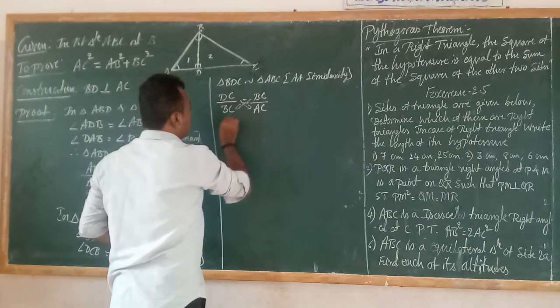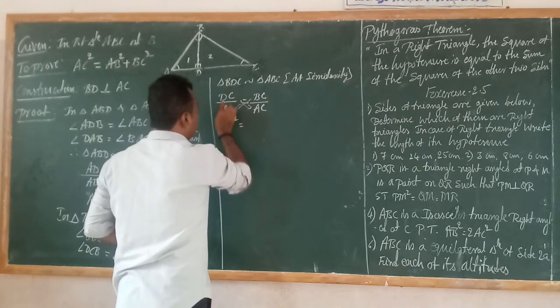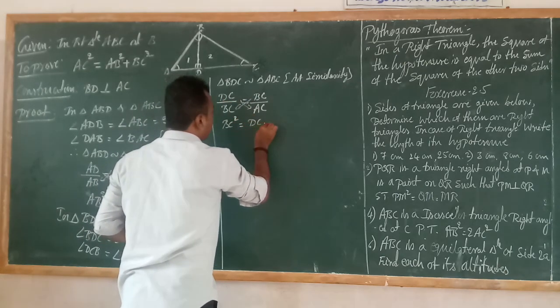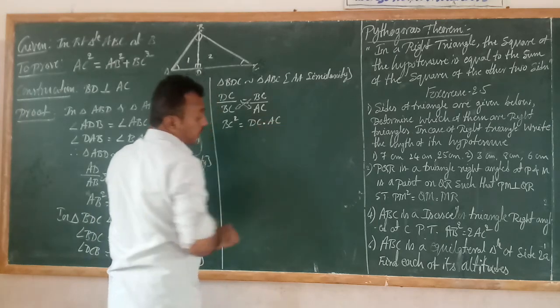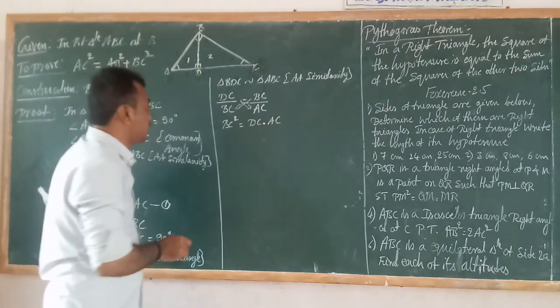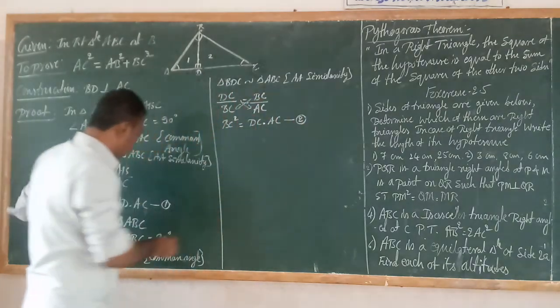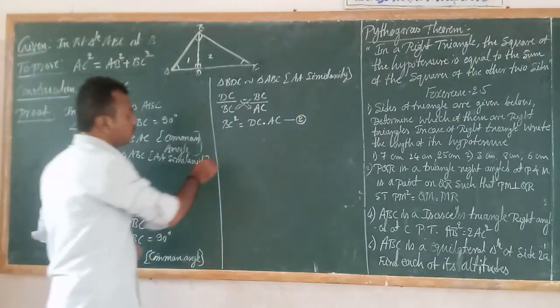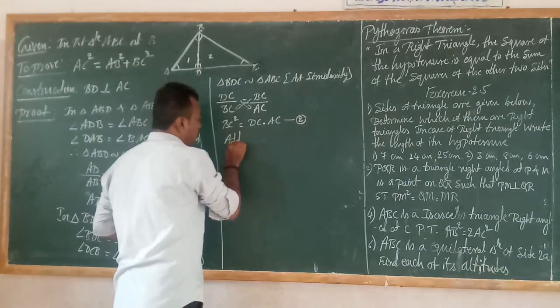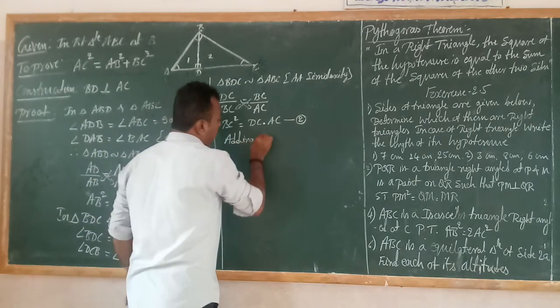Now we should cross multiply that. BC into BC, BC square, is equal to DC into AC. The dot is indicated as into. So BC square is equal to DC into AC, called number 2. So this is 1 and this is 2. Final step, adding 1 and 2.